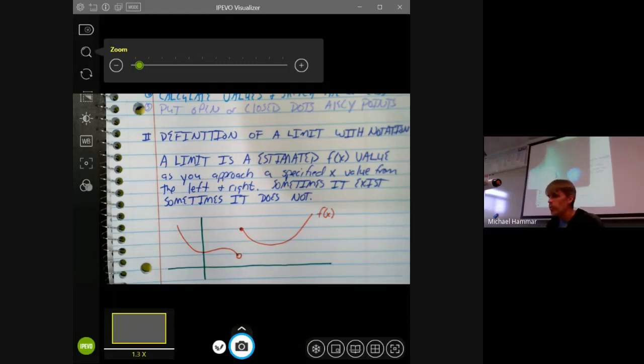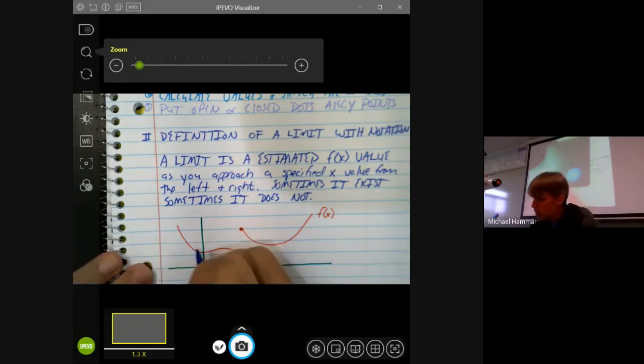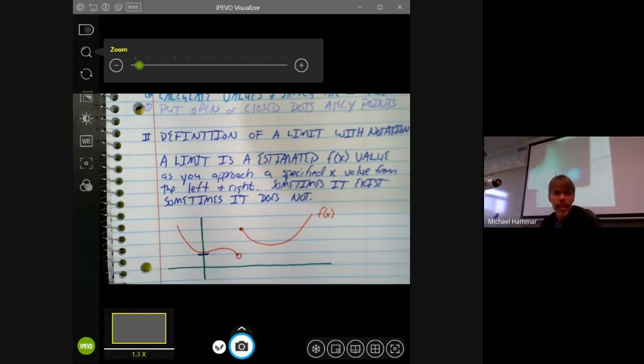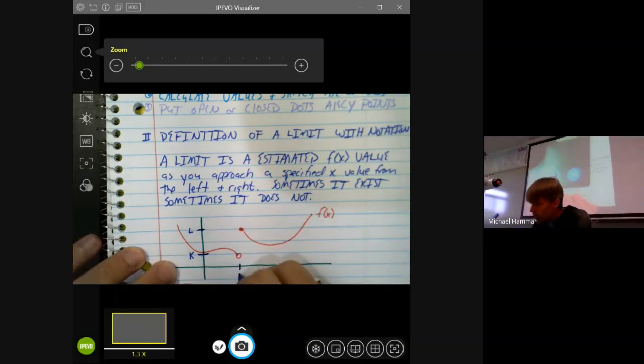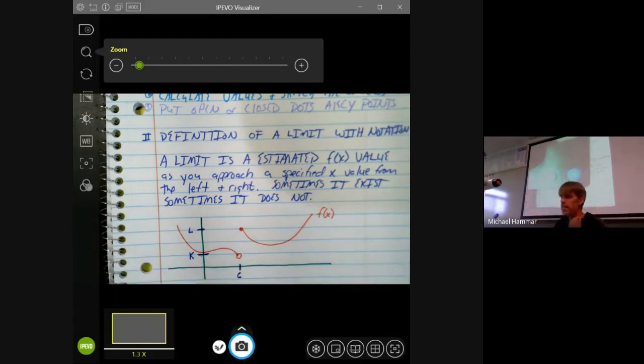Now we're also going to have some very specified values. We're going to use letters for this to make it seem like it can work for anything. So we're going to call this value right here k, and we're going to put this value right here, and we're going to call this L. Notice k is in line with the open dot, and notice L is in line with the closed dot. Now, we're also going to put an x value, c, right here. Okay? So this is the function that we are going to be working with.